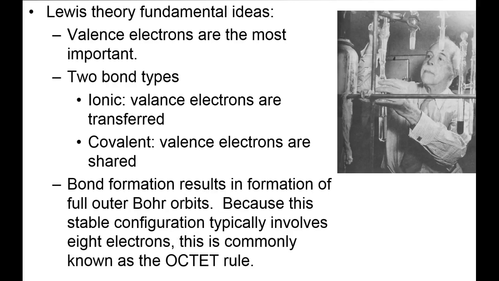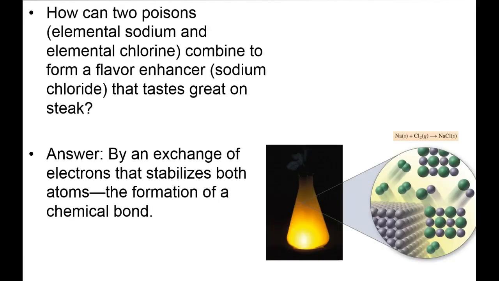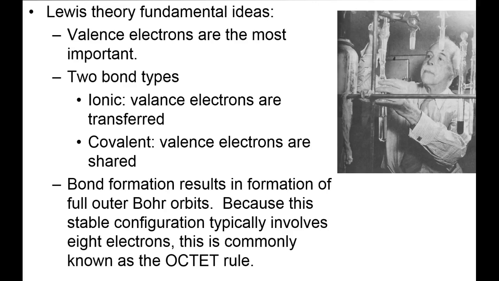Oops. Okay, so I went two slides, sorry about that. We're not going to talk a lot about Lewis structures, but G.N. Lewis, Dr. Lewis, is the person who discovered the bonding and what valence electrons were. And he is the one that started with the two different bond types that we've been talking about: ionic, where the valence electrons are transferred, and covalent, where our electrons are shared. So we've already been talking about that.